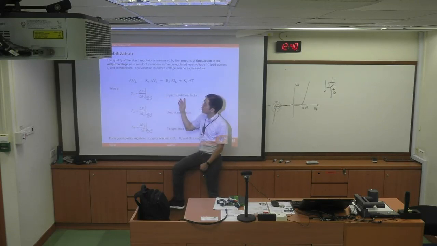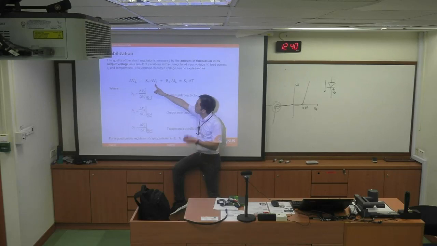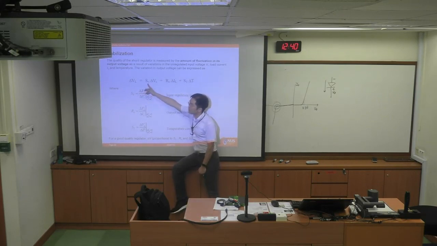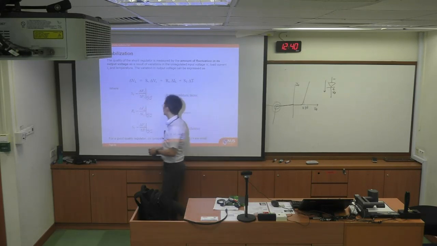And that means you have to take the partial derivative with respect to the input change. That means if you take the partial derivative with respect to delta VI, these two are constant, so they will go away. Then the rest is SV. That's the input regulation factor.